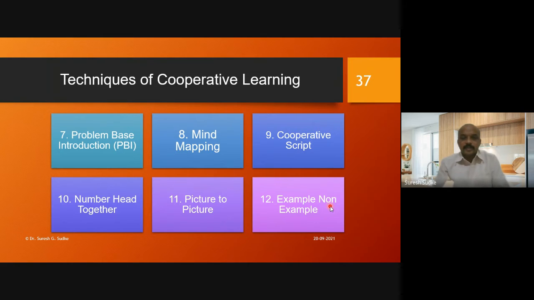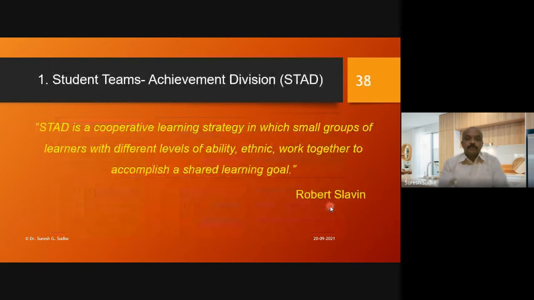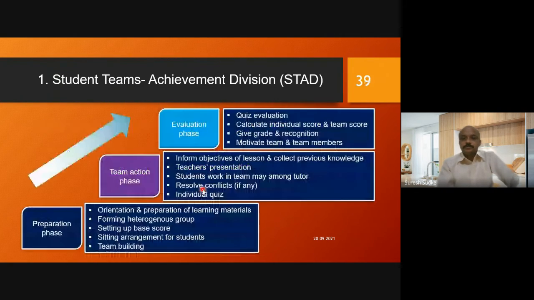After that also there are n number of techniques that can be included in cooperative learning, but due to the shortage of time, we are going to discuss all these 12 methods very briefly. So the first method is STAD. STAD is a cooperative learning strategy in which a small group of learners with different levels of ability and ethnicity work together to achieve shared learning goals.